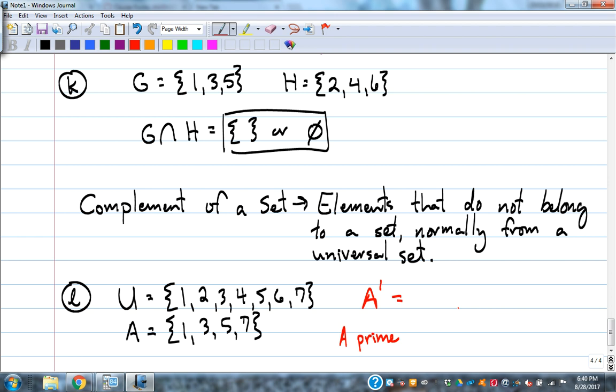So that means the things that are in the universal set that are not in A. So 1, 3, 5, and 7 are in A. What are the parts of the universal set that are not in A? Yeah, 2, 4, and 6. That's the complement. Very simple. Okay, complement of a set.